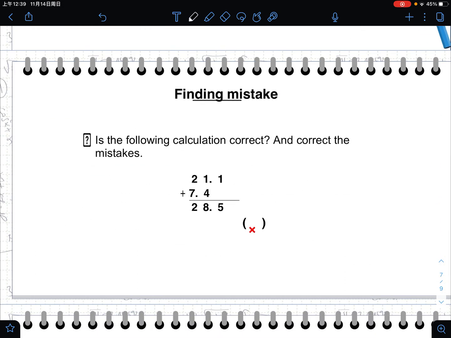Let's try to find the calculation mistake. The mistake is that the digits and the decimal point do not align, right? Let's rewrite the vertical form and correct the mistake together. 21.1 plus 7.4. When you write the vertical form, you have to make sure the digits and the decimal point are in the same column.